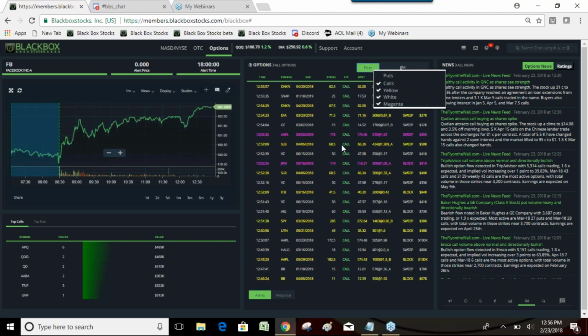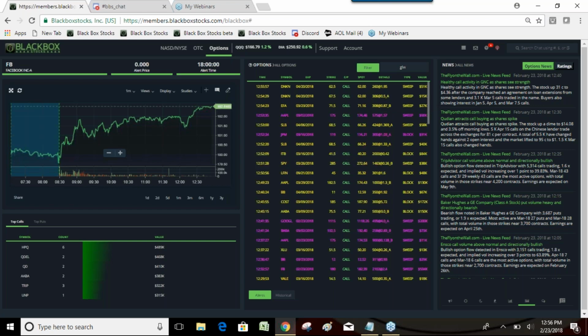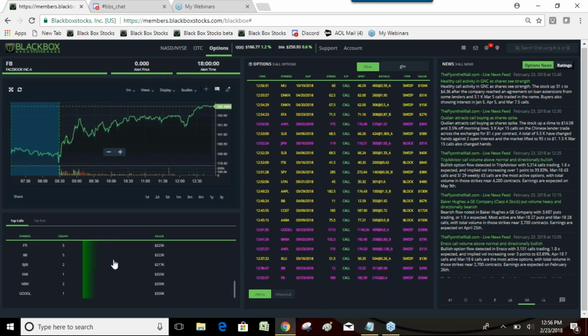What I'm going to do next, some people want to see the big ones, which are the purple and the yellow. So like Duncan, for example, just got a sweep for 15K, 51K on the 167.50, 162.50. So these are things we're looking for all day long. Over here is your top 20.